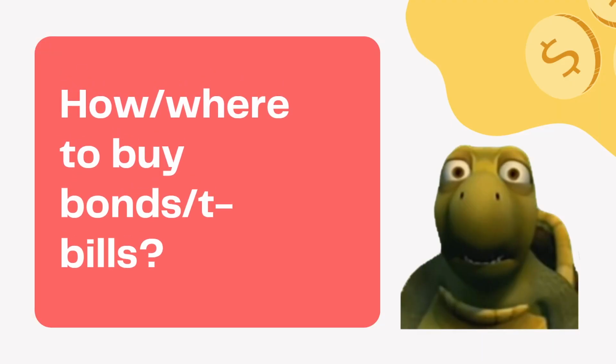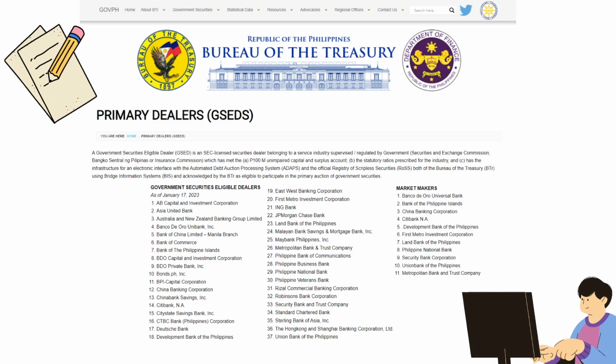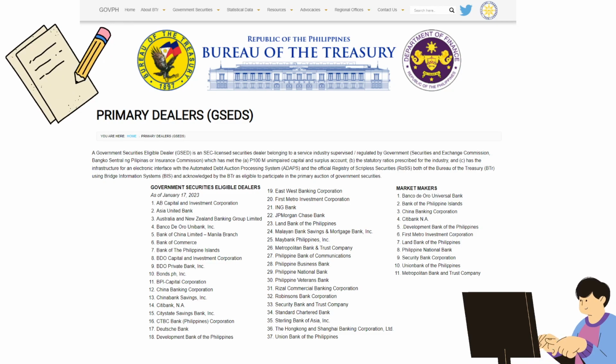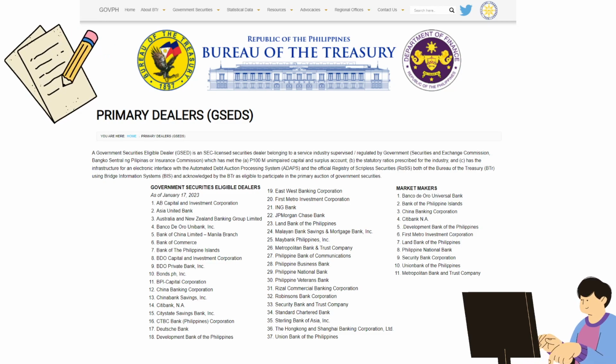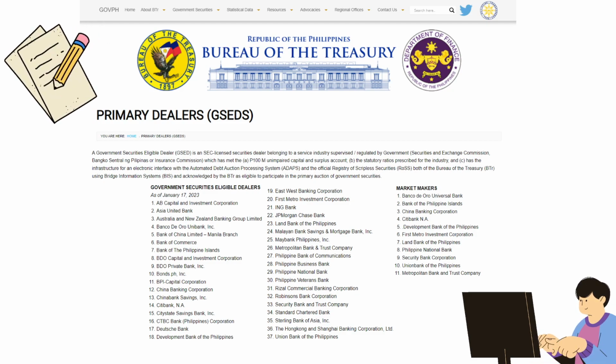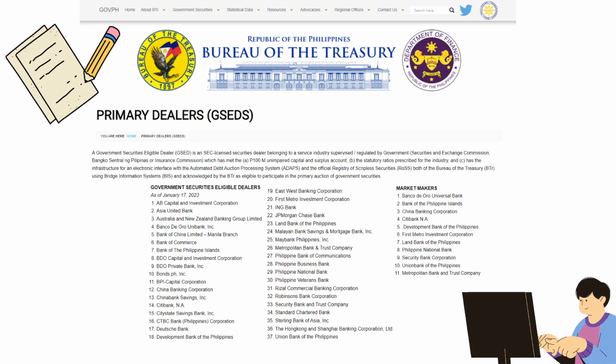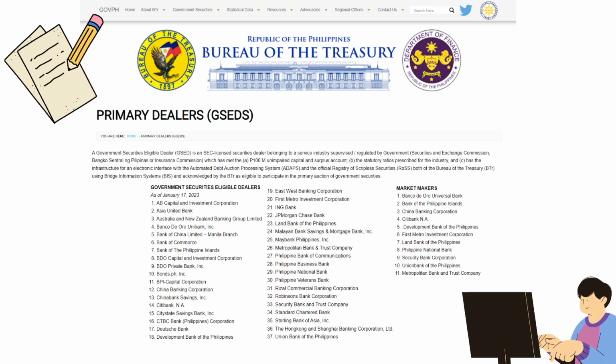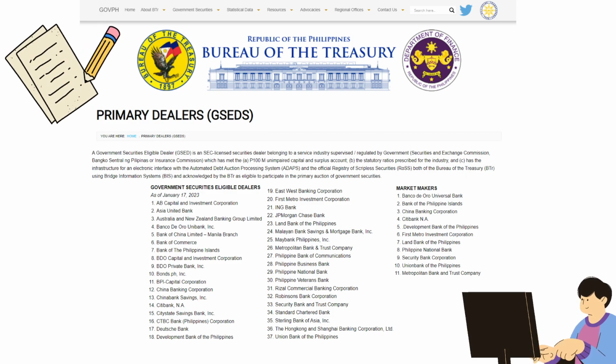So, how and where do we buy bonds and treasury bills? All right, if you can see here, the treasury bonds and treasury bills are usually sourced from the Bureau of Treasury. And here you can see the list of primary dealers, which are banks primarily, because they are the ones who can be inquired upon to receive bonds and bills from the government. And of course, this is backed up by the Securities and Exchange Commission.